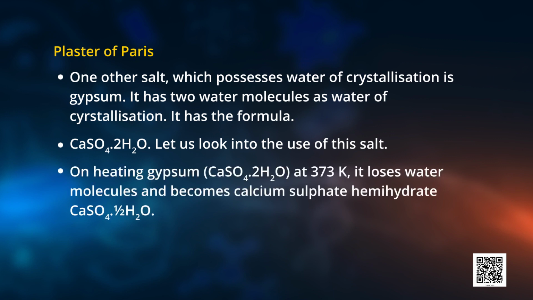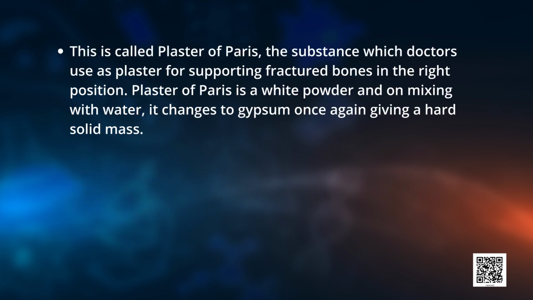On heating gypsum, calcium sulfate dot twice H2O, at 373 Kelvin, it loses its water molecules and becomes calcium sulfate hemihydrate, that is CaSO4 dot half H2O. Hemi, you know about what is the meaning, hemisphere, half. Okay? So, this CaSO4 dot half H2O is called plaster of Paris, the substance which doctors use as plaster for supporting the fractured bones in the right position.